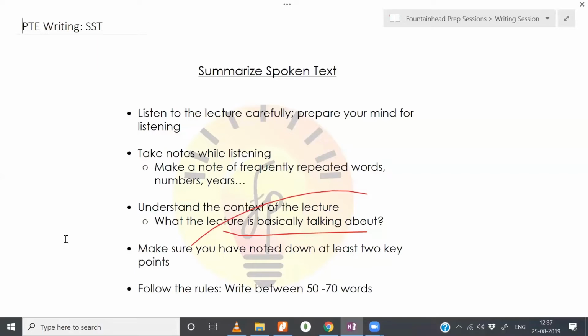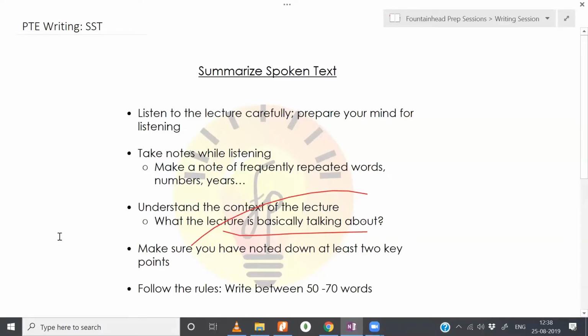Follow the rules strictly. Write between 50 to 70 words. You should only write between 50 to 70 words. You can use multiple sentences here, so 3 to 4 sentences you can easily write. Just make sure that you follow these rules.